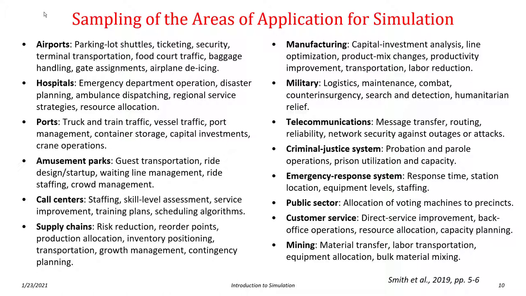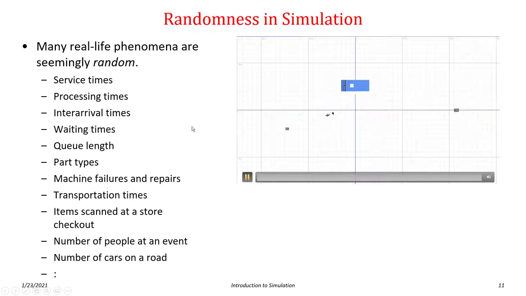Randomness is also an important factor. Components in typical systems behave in stochastic manners. I want to focus a little bit more on this notion of randomness in simulation. Think about, I have another little model here, so let's start that. This is a model of a food truck.